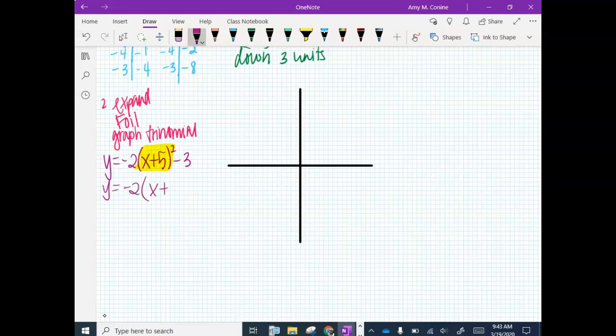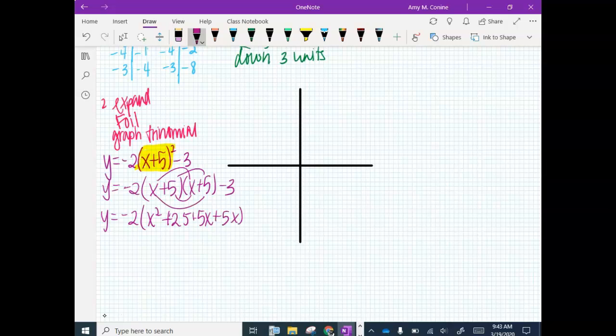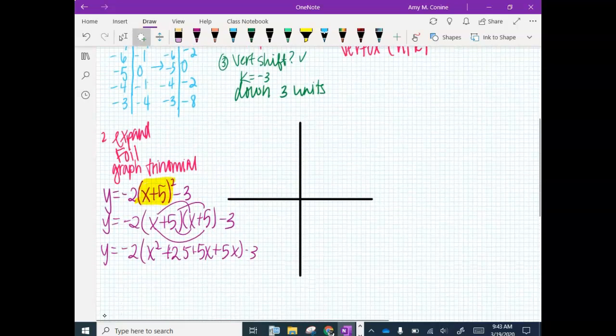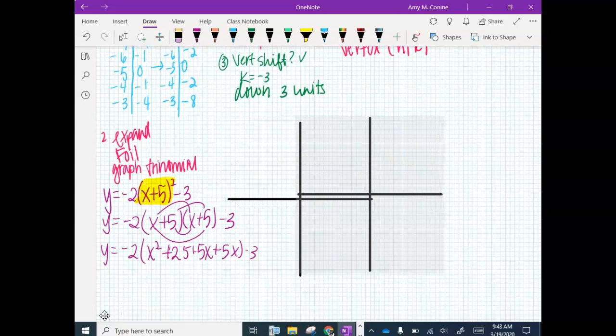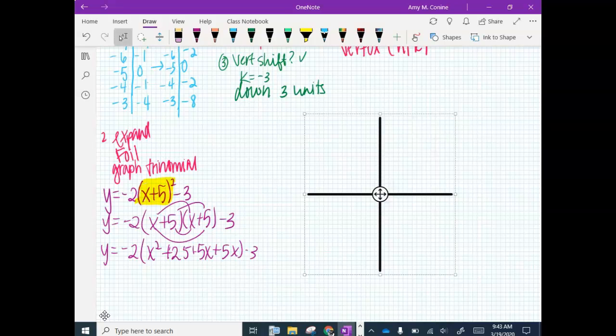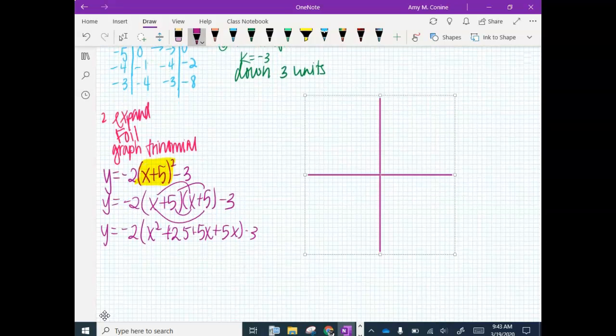So I'm going to expand because the 2 means I have 2 of these binomials. I'm going to do my smiley face or my FOIL. Again, however you remember is up to you. It's 25. And then I have 2 5x's. The last one. Sorry, guys. I'll move this over. Okay. So now I need to collect like terms.